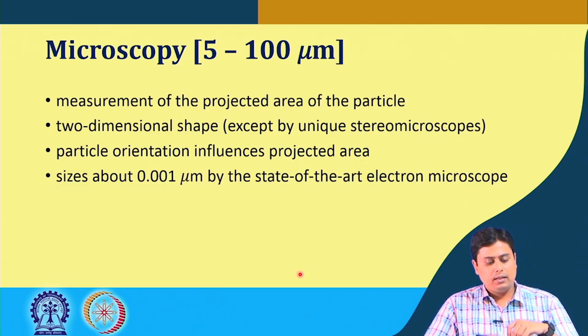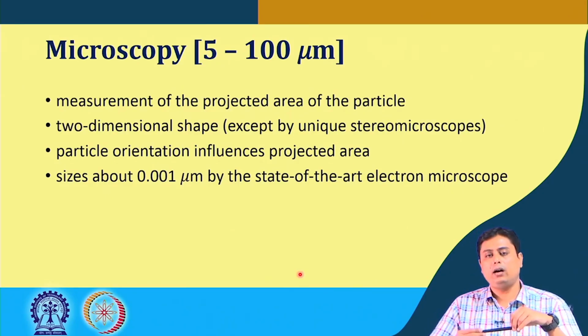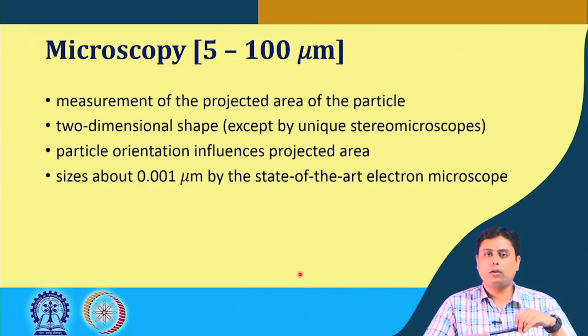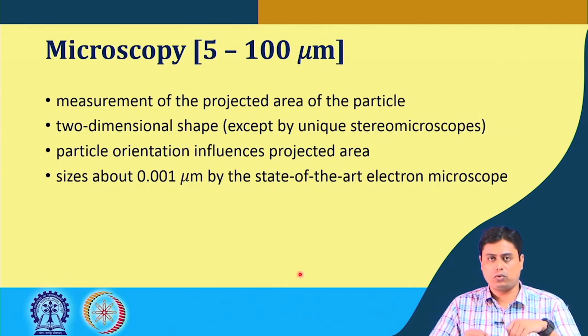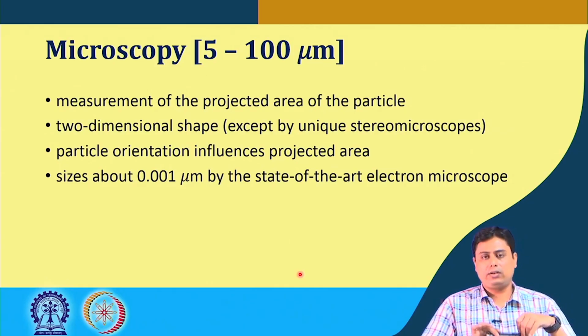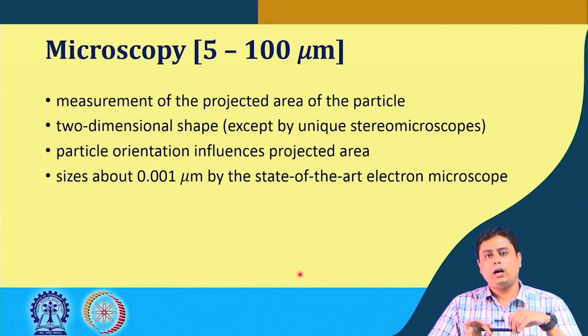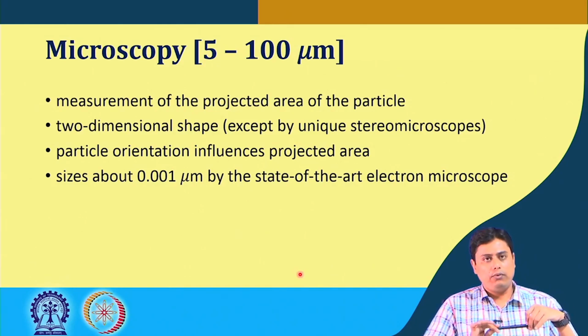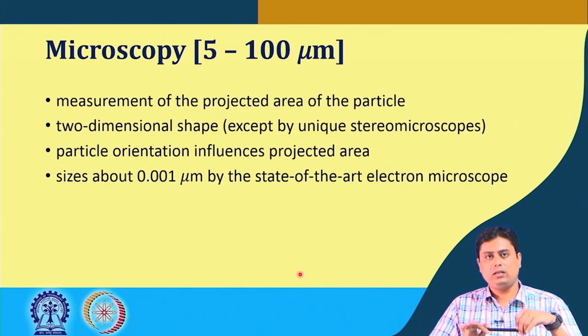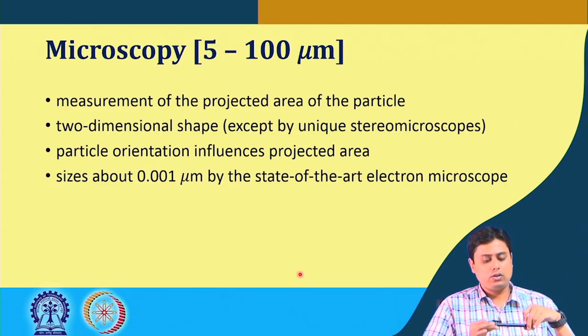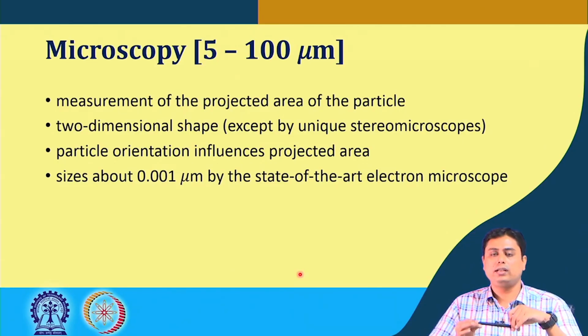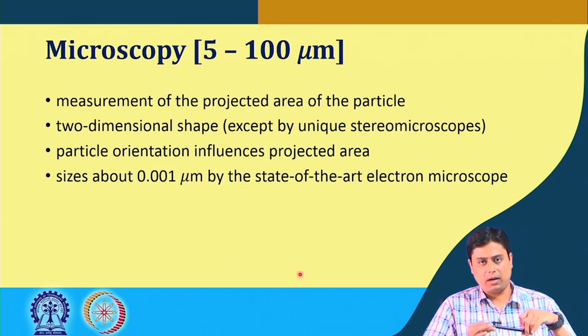By this method, sizes of about 0.001 micron can be achieved, although in the heading I have mentioned that this technique is typically applied for 5 to 100 micron particles by a simple optical microscope. But if you have a state of the art electron microscope, there you can achieve very fine particle sizes, almost in the range of 0.001 micron, or let us say 1 nanometer size particles.